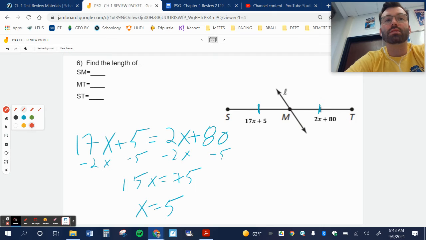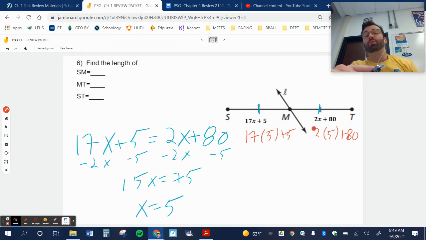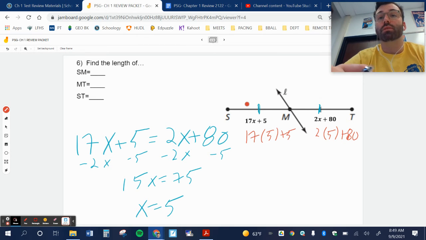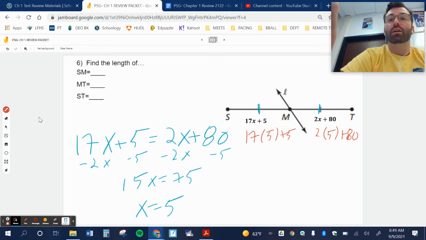Find all 3 of these. I'm going to plug it in. 17 times 5 plus 5. 2 times 5 plus 80. Now, do I need to plug it into both? No. Because they're the same, I could really just plug it into one, and it's going to be the same no matter what. I just wanted to show the fact that I was plugging them in. They each come out to be 90.